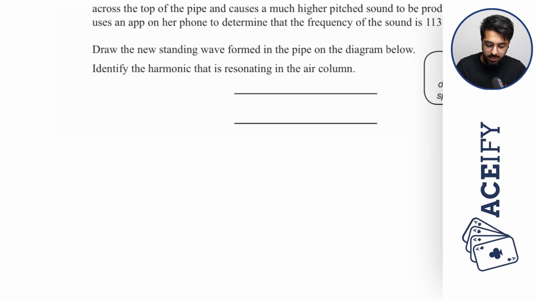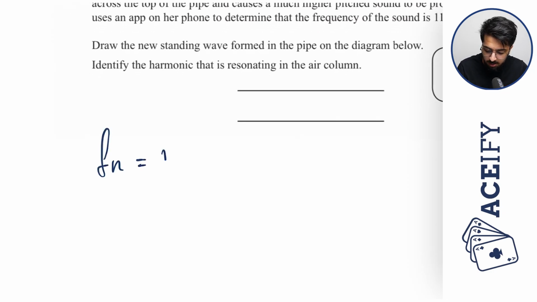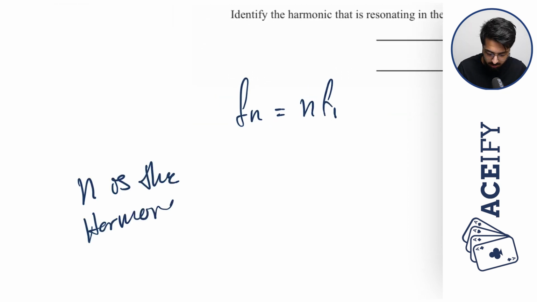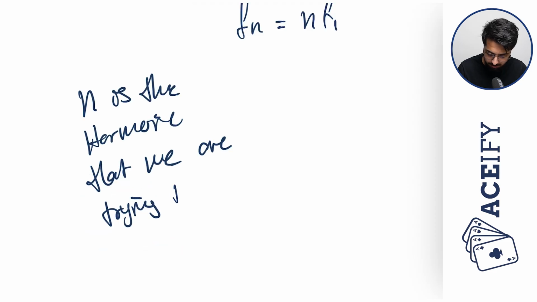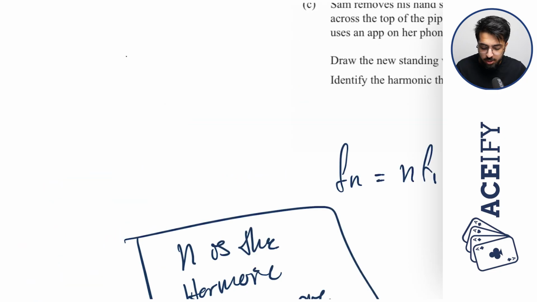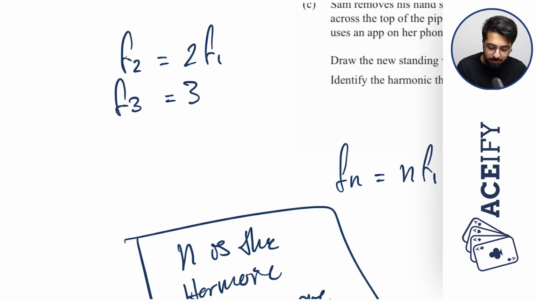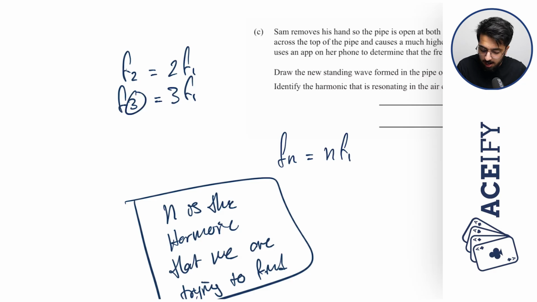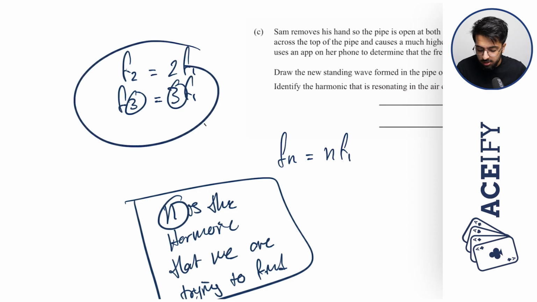Alright, so we should know that fn is equal to n times f1, where f1 is our fundamental frequency, okay? And also n is the harmonic that we are trying to find. Now, where this equation comes from, we should know that the frequency of our second harmonic is equal to 2 times the frequency of our first harmonic. The frequency of our third harmonic is equal to 3 times the frequency of our first harmonic as well. And so as you can see, we have our third harmonic and we times that by 3, and so n is the harmonic that we're trying to find. And we can see this equation is just a general version.